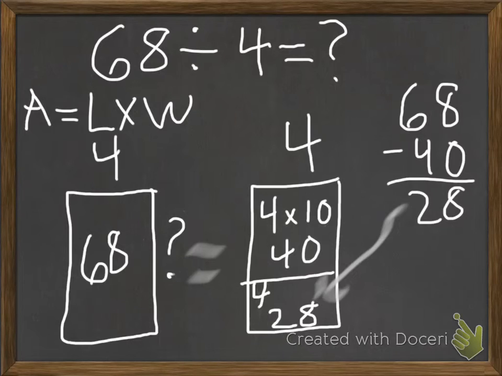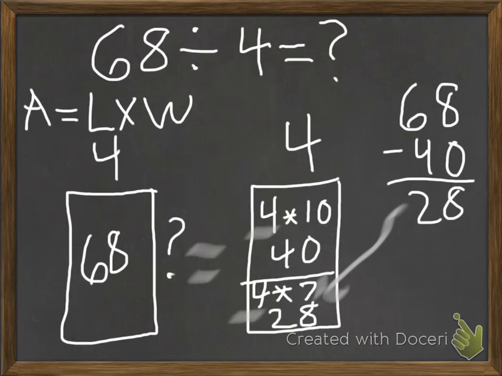Well, if we know our facts here, we could say, well, that's going to be 7, because 7 times 2 is 14, and if we double that, that gives us our 4s, so we would write 4 times 7 here, and that gives us 28. Now, once we have the area solved here, and we have it broken into our 10s and our 1s like we do, now I can figure out what the answer is.